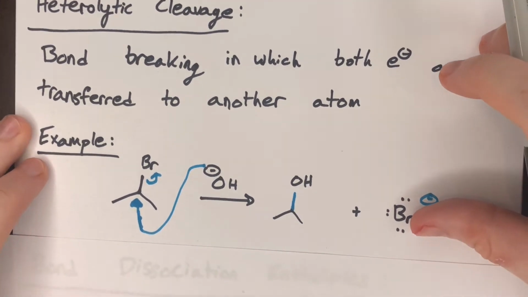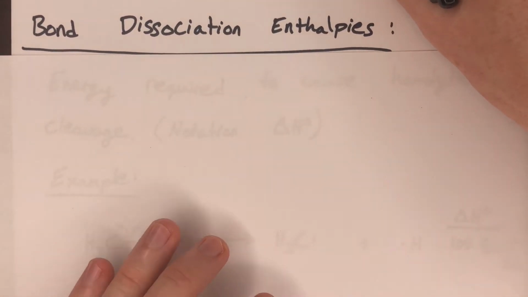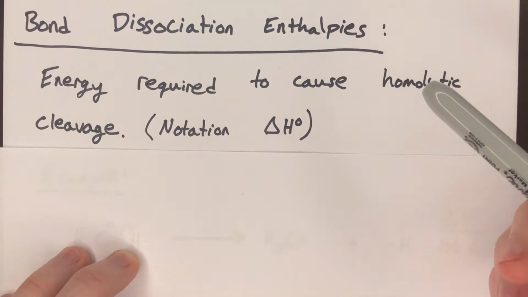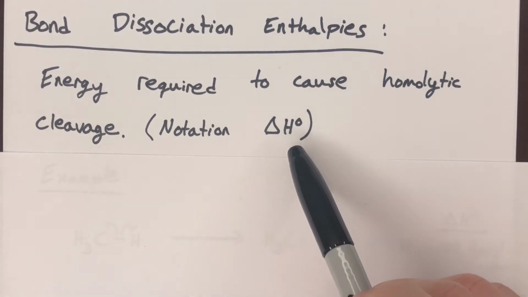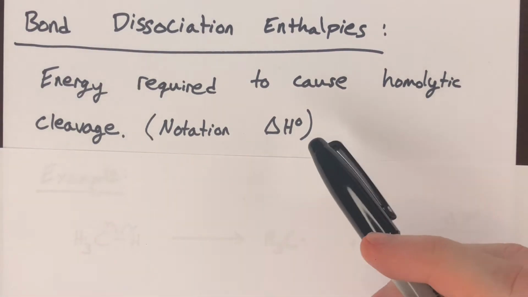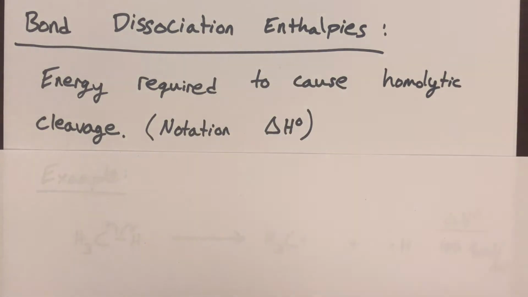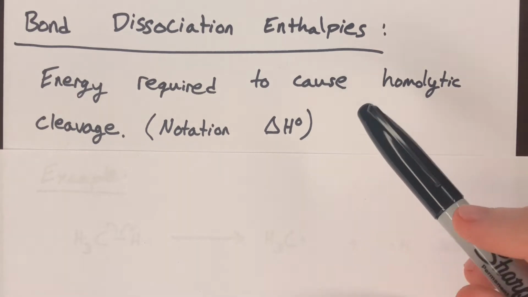So now, the next thing we'll talk about is bond dissociation enthalpies. This is the energy required to cause homolytic cleavage of any given bond. The notation is always delta H naught, which is just the abbreviation for the change in enthalpy of any bond that we're talking about.